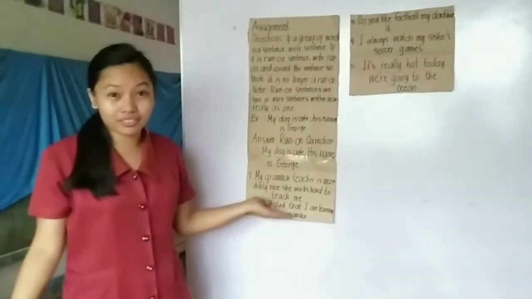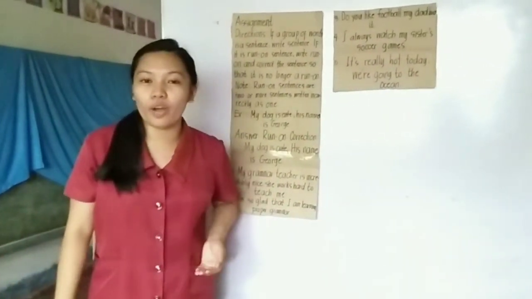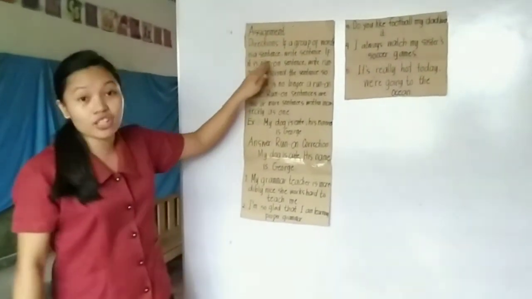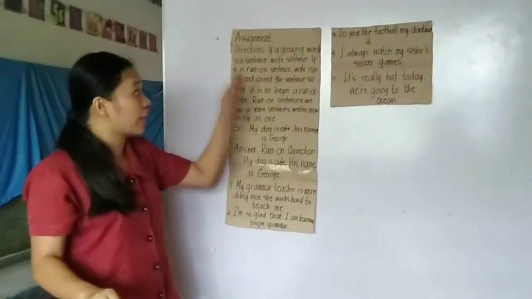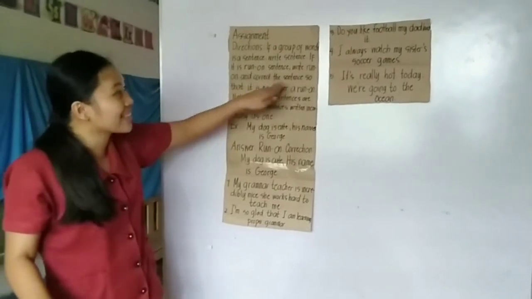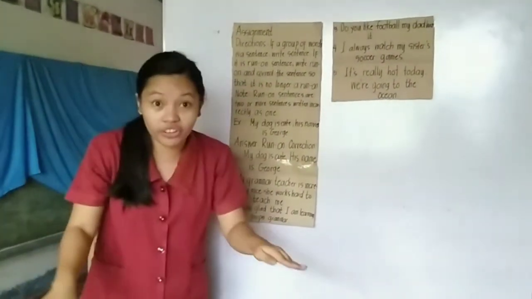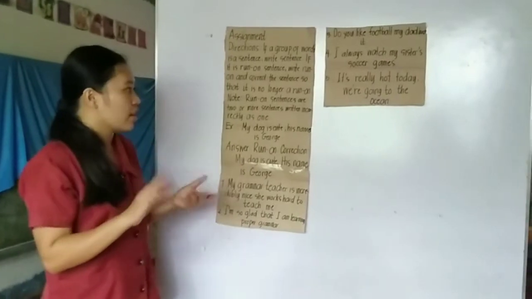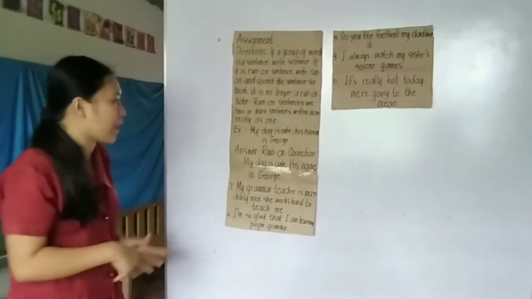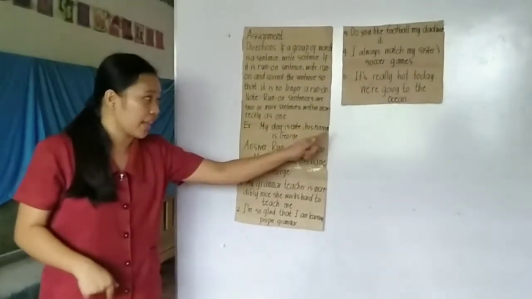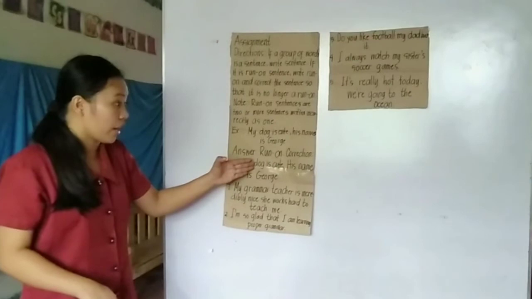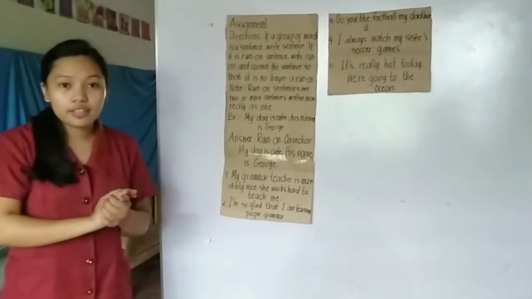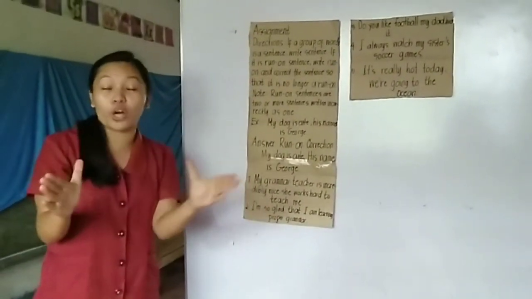Now you are done. You have your assignment. Okay, you pass it tomorrow afternoon, okay? Your assignment direction is, if a group of words is a sentence, write sentence, okay? And if it is a run-on sentence, write run-on and correct the sentence so that it is no longer a run-on, okay? Note, run-on sentences are two or more sentences written incorrectly as one. So take for example, my dog is cute, comma, his name is George. It is a run-on. Correction is, my dog is cute, period. His name is George, okay? Okay, you may pass it tomorrow afternoon.